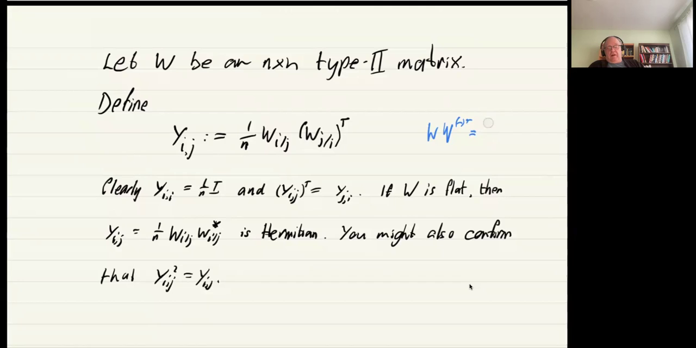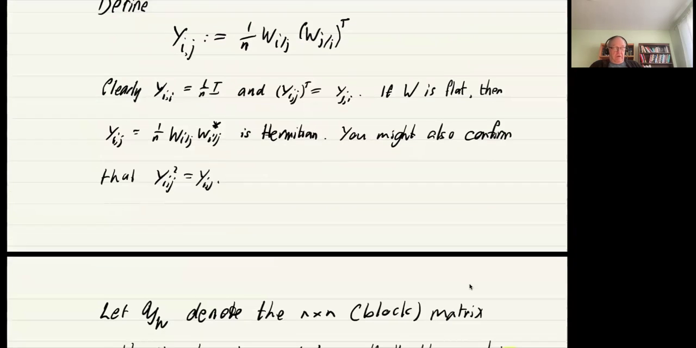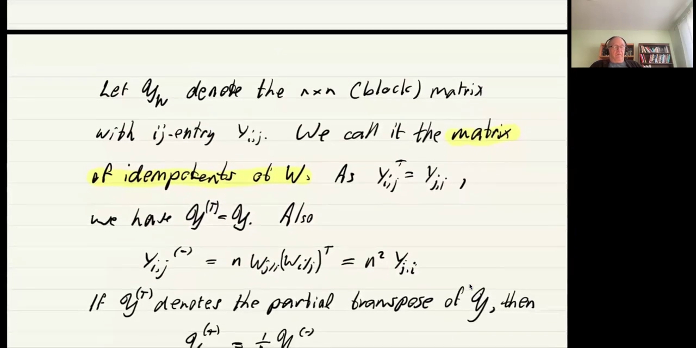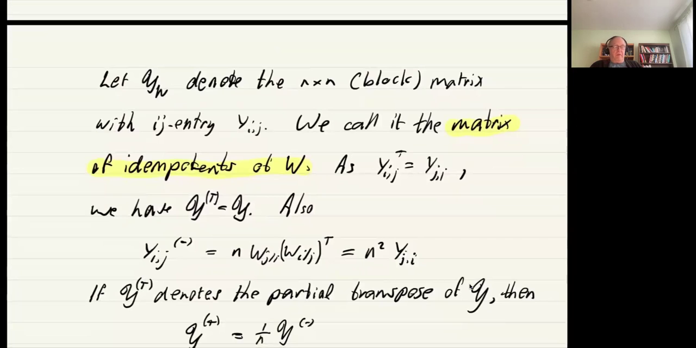That's going to drive everything that we do. So the point then is that these are idempotents. We're going to define script Y of W to be the N by N block matrix with ij entry Yij, and we call it the matrix of idempotents of W.